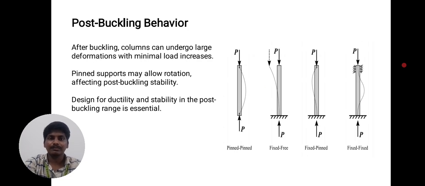Post-buckling behavior. After buckling, columns can undergo large deformation with minimal load increases. Pinned supports may allow rotation, affecting post-buckling stability. Design for ductility and stability in the post-buckling range is essential. These are the pinned supports. One end is fixed, another is free.